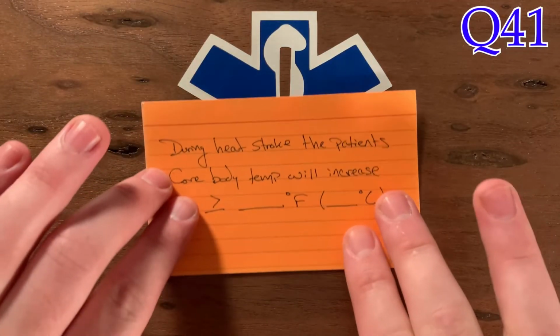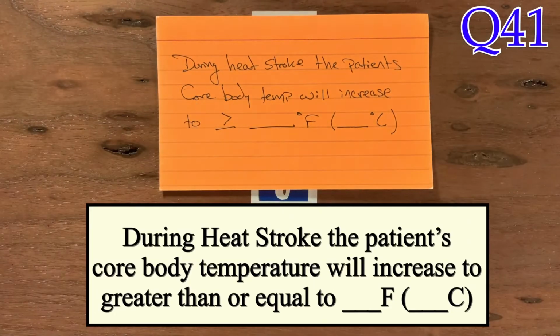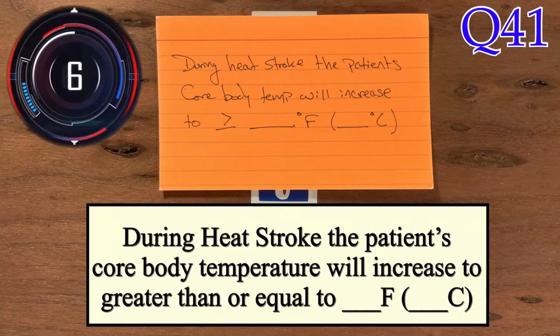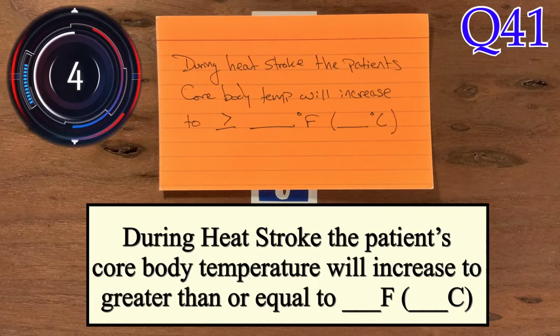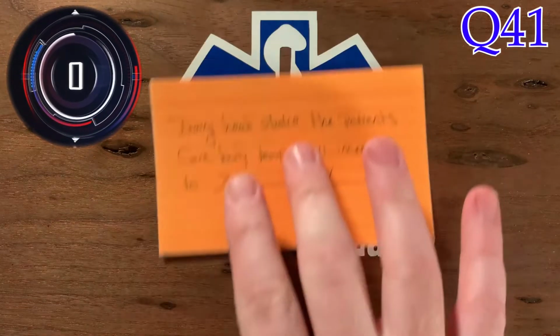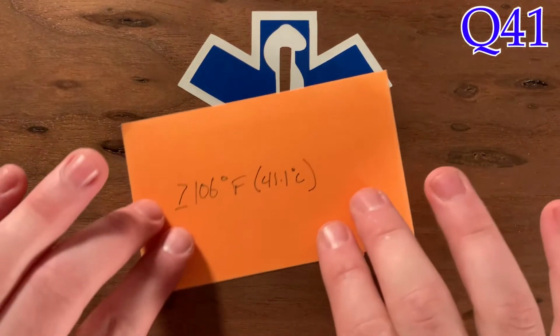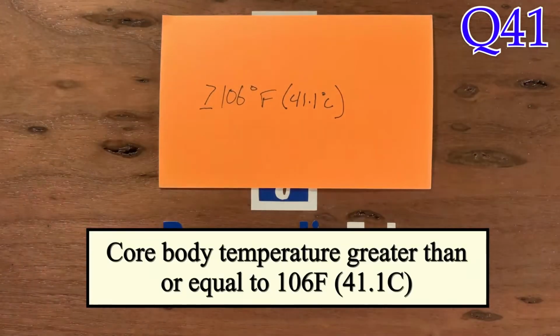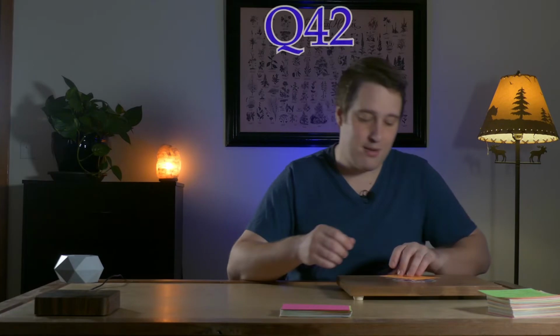Alright guys, so welcome back, or welcome for the first time, and we're going to be moving on to question 41. So, during heat stroke, the patient's core body temperature will increase to greater than or equal to blank degrees Fahrenheit, which is blank degrees Celsius. Alright, so the answer is going to be a core body temperature of greater than or equal to 106 degrees Fahrenheit, which is 41.1 degrees Celsius. Moving on to question 42.